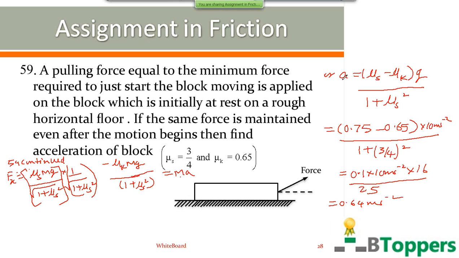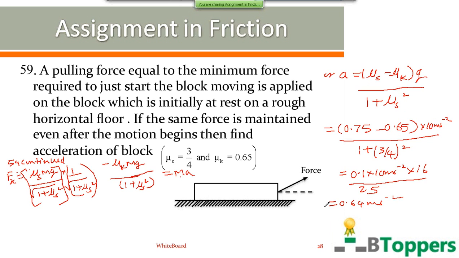Simplifying this, you are supposed to get the magnitude of acceleration as nu s minus nu k into g by root of 1 plus nu s square. Nu s is given to be 3 by 4 or 0.75, nu k is 0.65, g take it as 10 meter per second square. Simplify this, you are supposed to get the answer as 0.64 meter per second square. If you want to copy the simplification part, please take a pause and complete copying the solution.